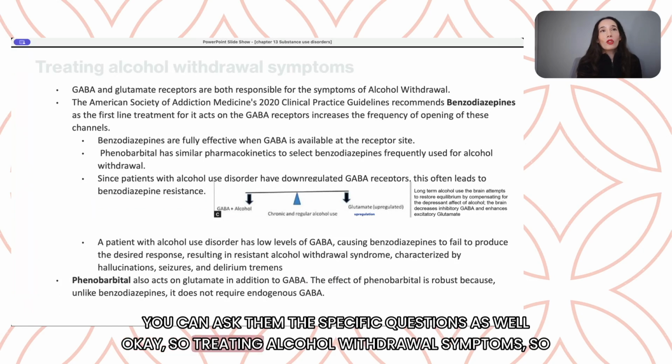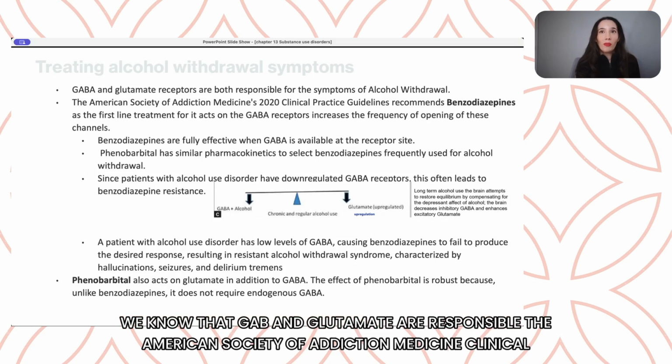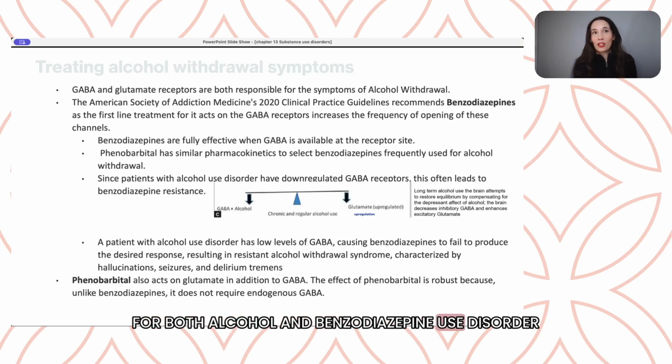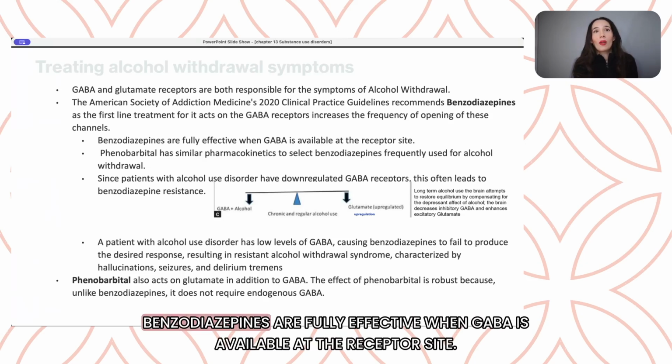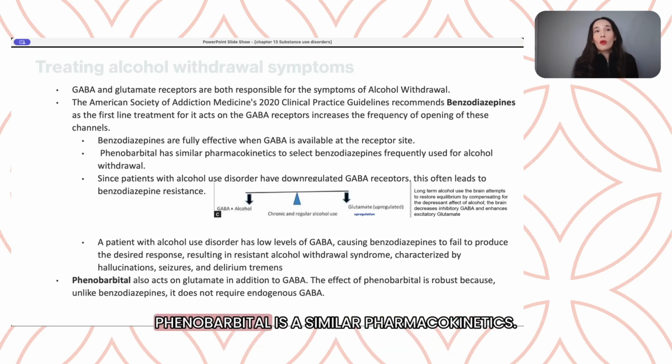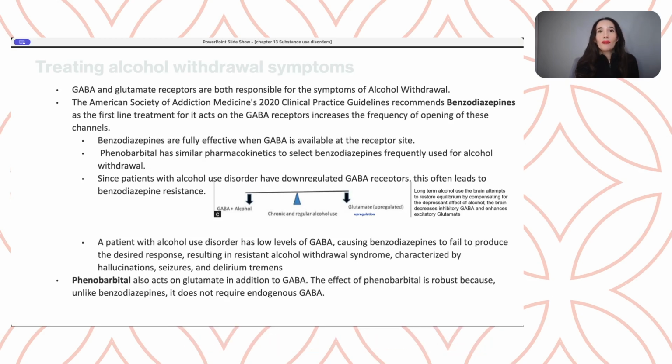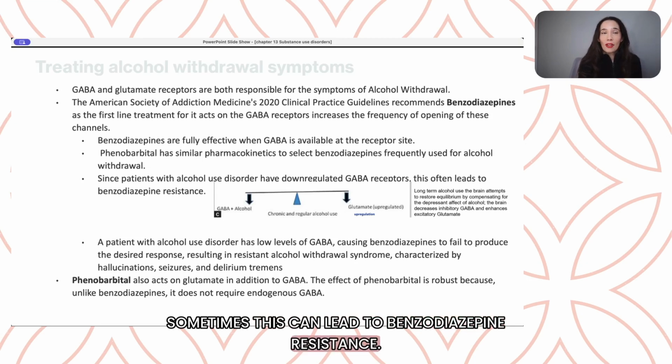Okay. So treating alcohol withdrawal symptoms. We know that GABA and glutamate are responsible. The American Society of Addiction Medicine Clinical Practice Guidelines recommends using benzodiazepines as the first-line treatment for both alcohol and benzodiazepine use disorder. Benzodiazepines are fully effective when GABA is available at the receptor site. Phenobarbital has similar pharmacokinetics and is frequently used for alcohol withdrawal. Patients with alcohol use disorder, we know, have downregulated GABA receptors. Sometimes this can lead to benzodiazepine resistance.